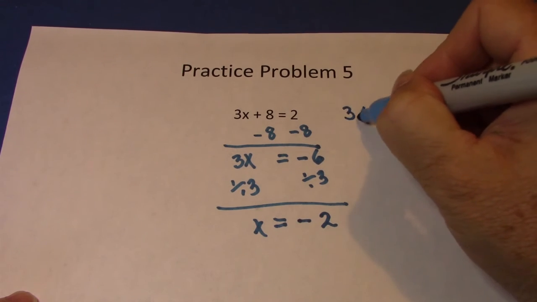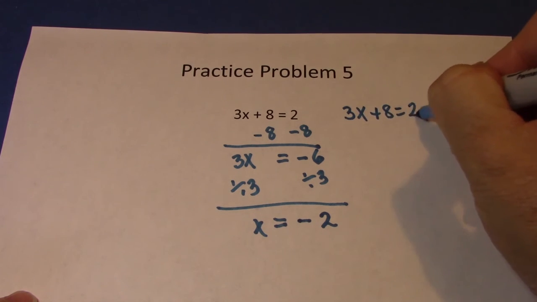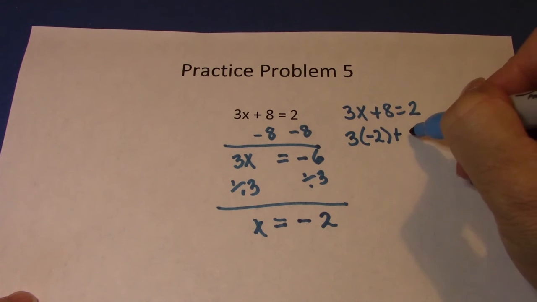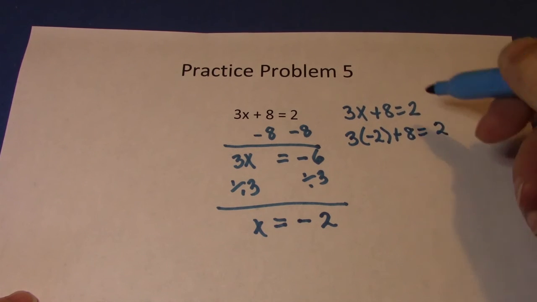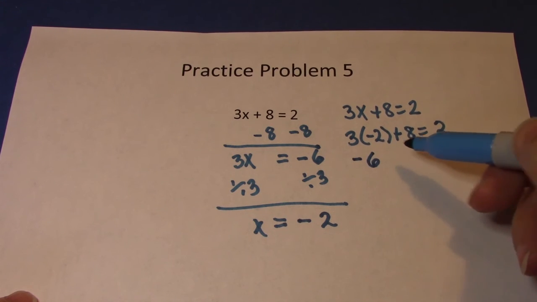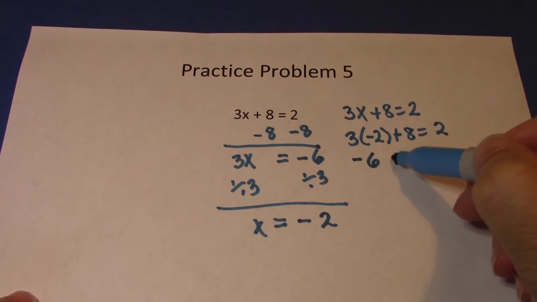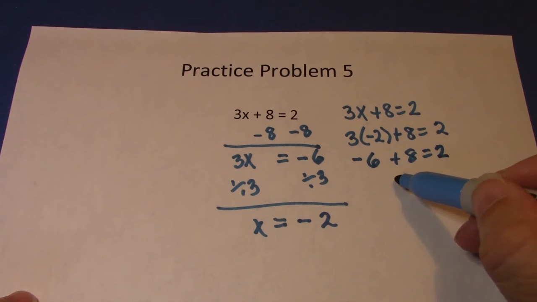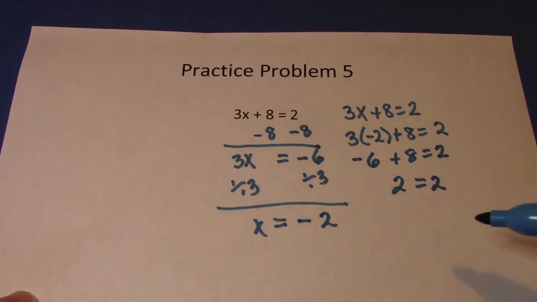All right, let's test that. Every time I see an x, I'm going to write negative 2. 3 times negative 2 is a negative 6. Signs are different, so the answer is negative. Negative 6 plus 8 equals 2, and 2 equals 2. So our answer is right.